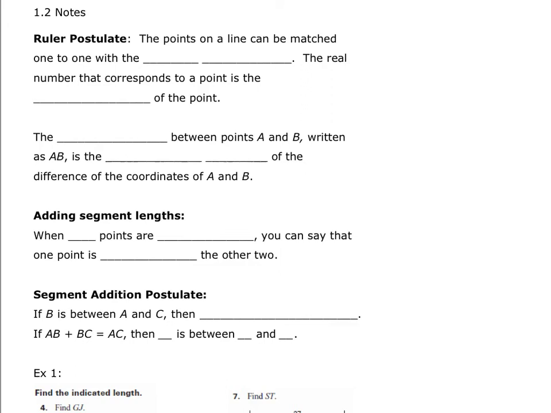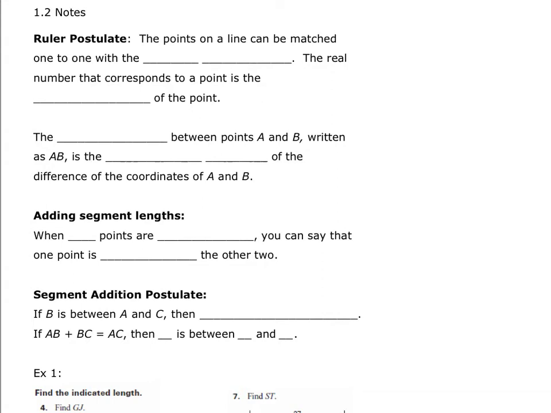All right, geometry notes 1.2. First, we're going to start with the ruler postulate. And a postulate is just something, it's kind of like a hypothesis or an educated guess. It has been tested, but it's not scientifically proven. So don't get caught up in what the word postulate means. Just think of it as a rule.